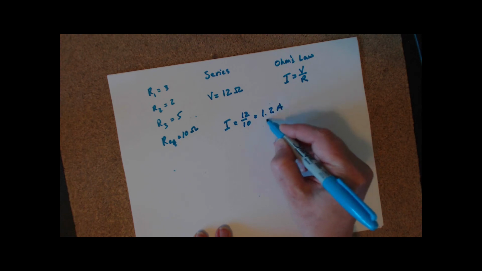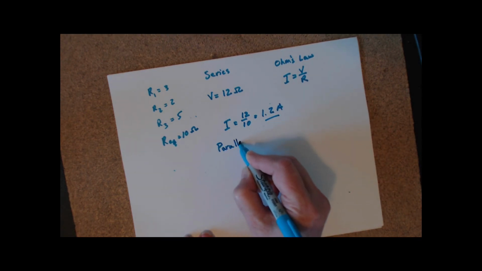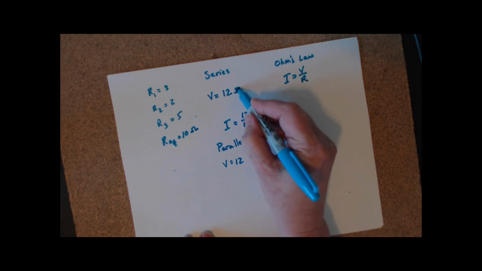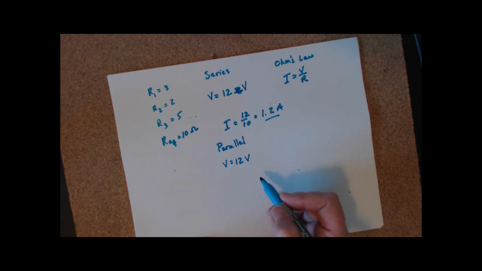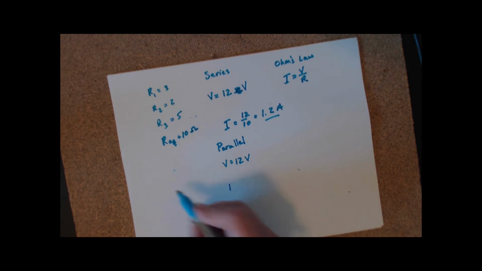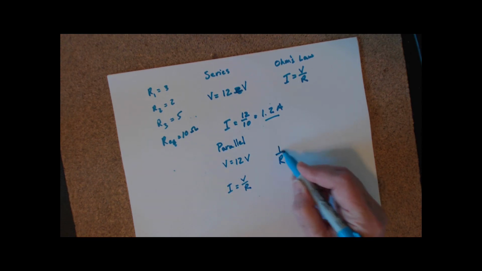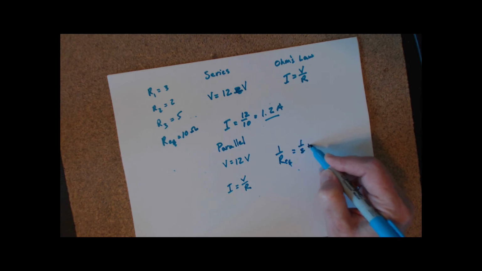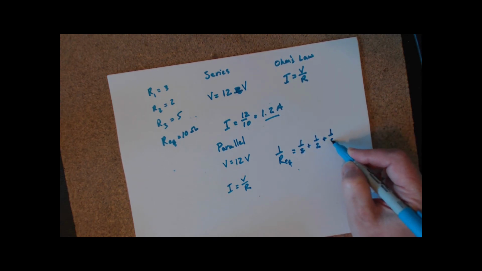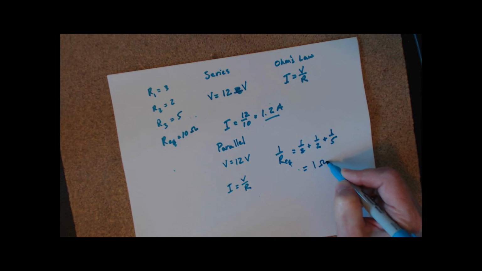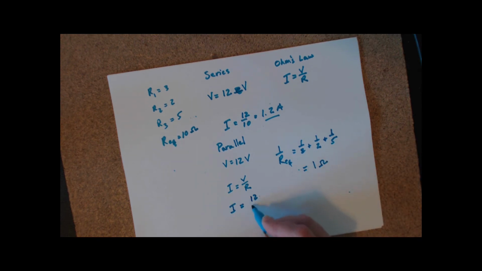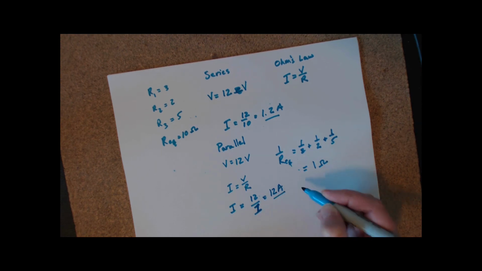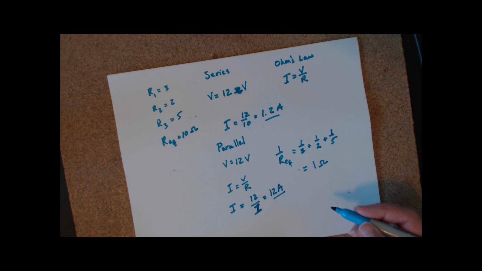Now let's take that same potential difference, that same voltage or battery source there, and our same resistors. This time we're going to look at our equivalent resistance in parallel. Remember that we must use the reciprocal of each of those in order to find our equivalent resistance. And we found that that was 1 ohm. Now we're going to divide the voltage by our equivalent resistance of 1 to get an answer of 12 amps.